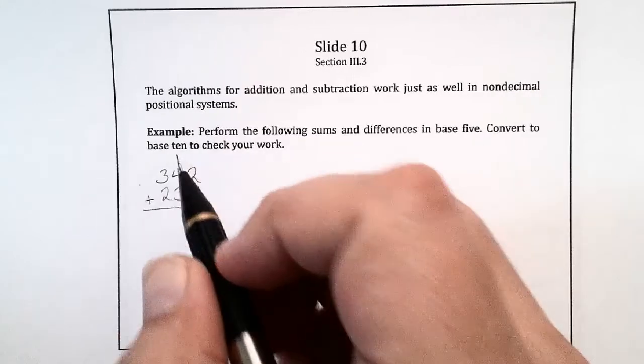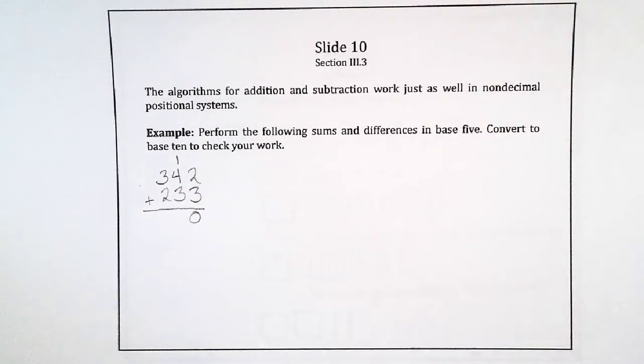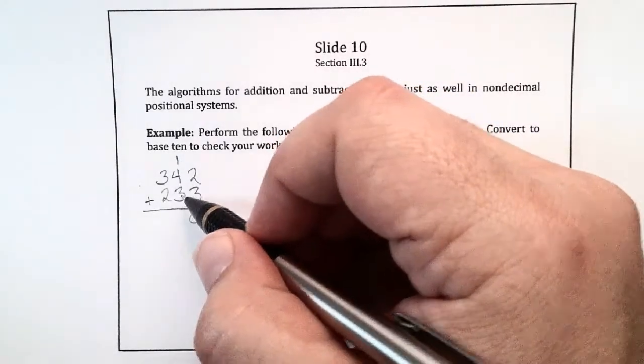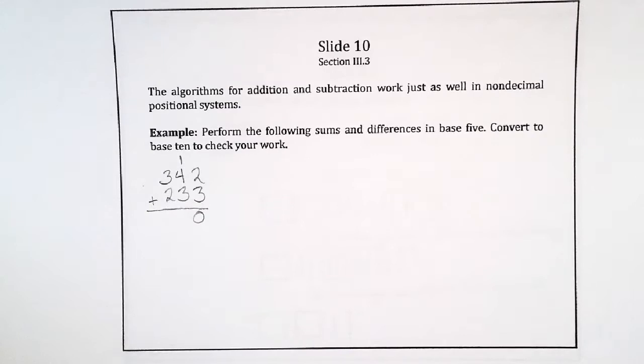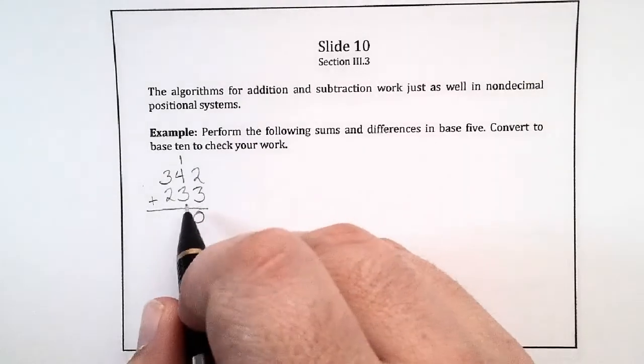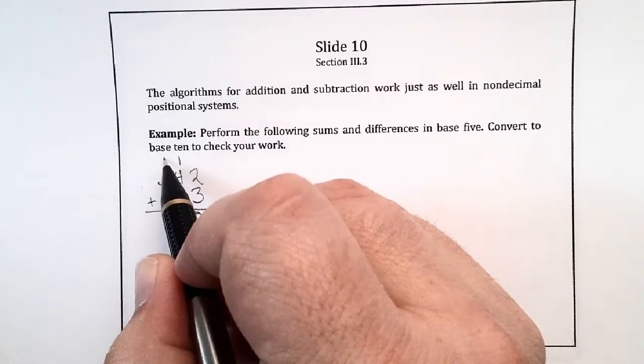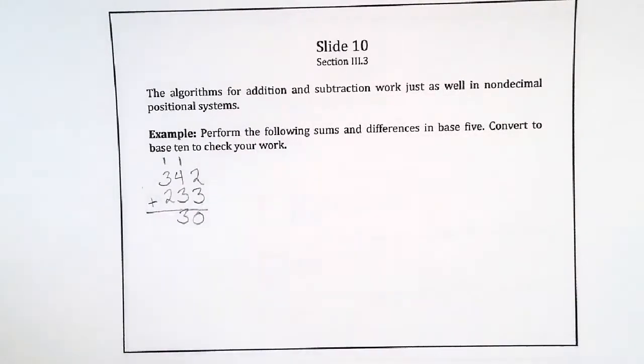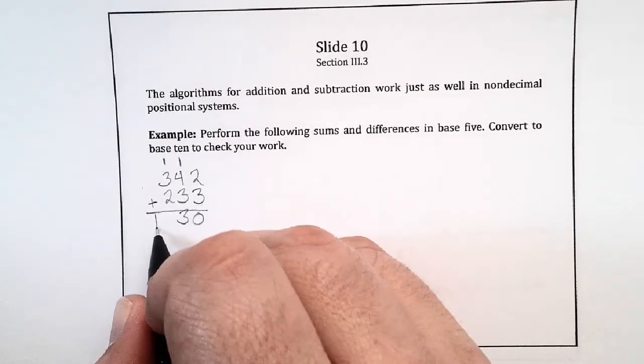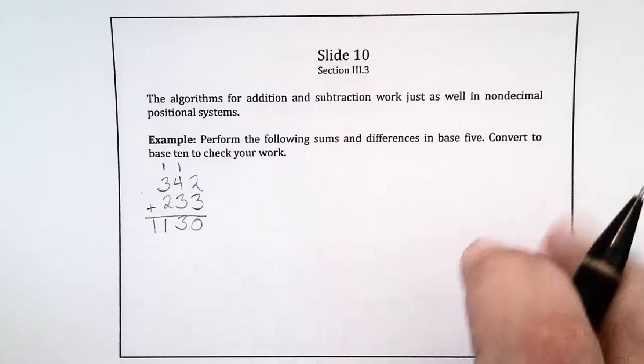So let me repeat that because I kind of stumbled. 2 plus 3 is 5 in any base. But in base 5, I write 5 as 10, because it's 1 five and 0 ones. Now 1 plus 4 plus 3 is 8, and that's true in any base. But in base 5, I write 8 as 13. So I'm going to put a 3 here, carry the 1. 1 plus 3 plus 2 is 6, but in base 5, 6 is written as 11. So I get 1130.